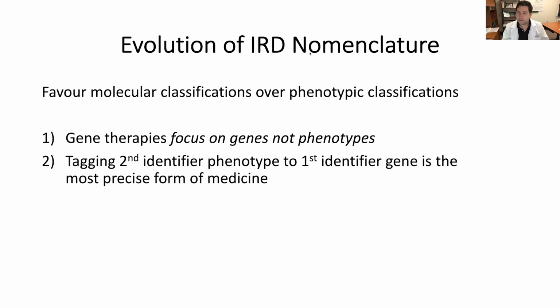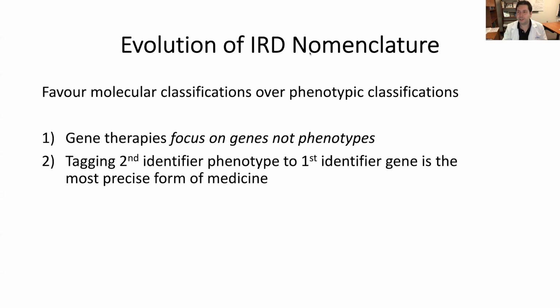I'm going to end my talk by putting aside the clinical phenotypes for a second and just talk a little bit about the evolution of nomenclature in inherited retinal disease. So I've shown you a lot of different clinical entities, and it may become confusing after a while to be able to associate a gene with a clinical entity. And there's a couple of reasons to start to change over our IRD nomenclature from a phenotypic classification like retinitis pigmentosa, Stargardt disease, to a molecular classification where we focus on the gene.